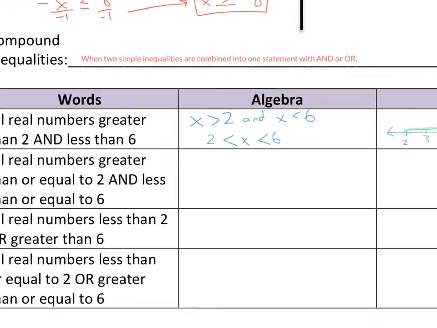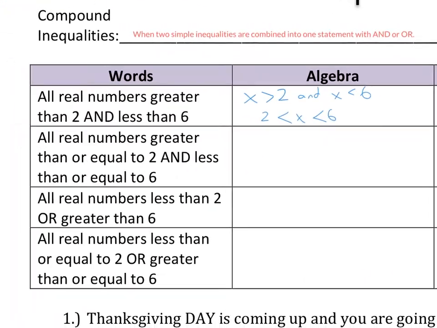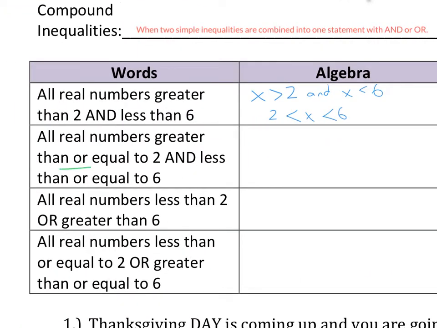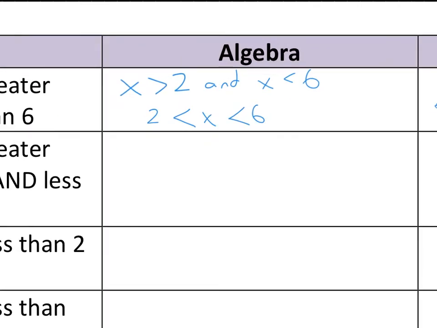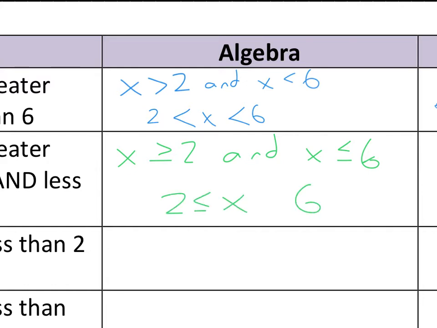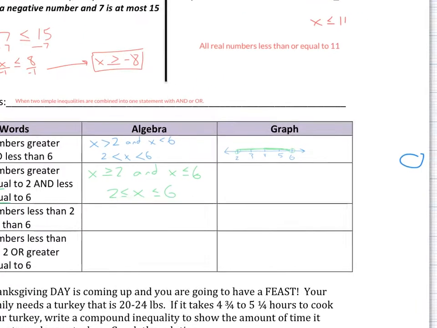The second example would be all real numbers greater than or equal to 2 and less than or equal to 6. So same kind of thing as before, only now we're including 2 and x is less than or equal to 6, we're including 6. So same thing as before. x is in the middle of these two values, only now we're including the 2 and we're including the 6.